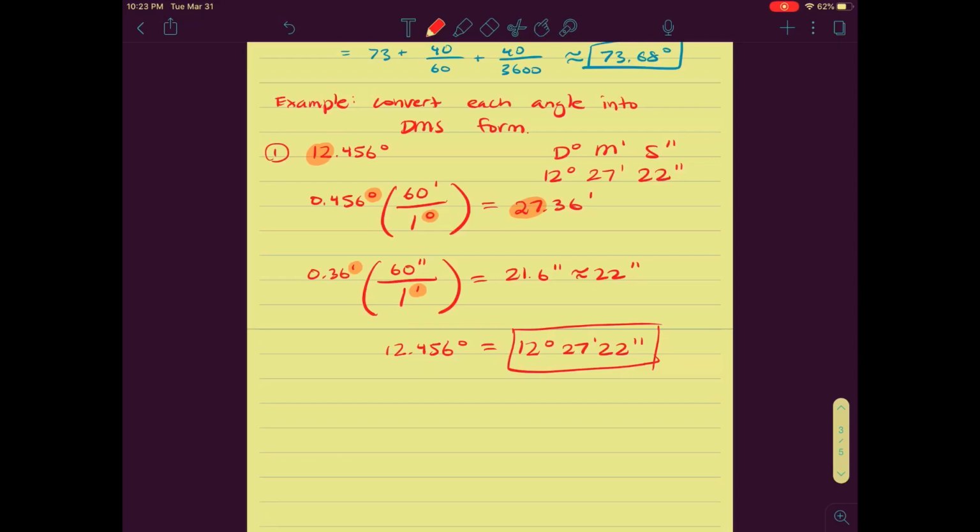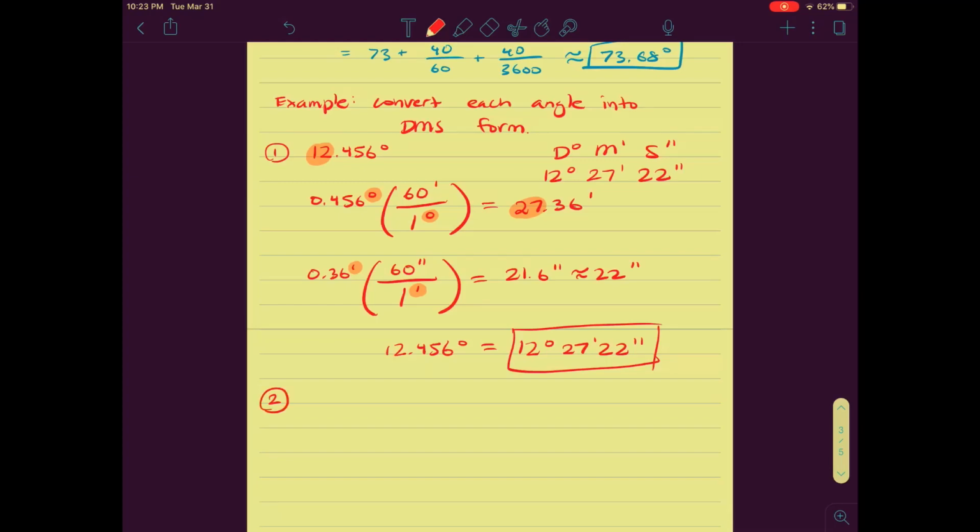So hopefully you see that this structure is a little bit different than the previous problem, where we first want to figure out the number of degrees. And then once we know the number of degrees, we're going to be looking at the decimal portion of it to figure out the number of minutes next. And then after we know the number of minutes, we're going to look at the decimal portion of that and then use that to figure out the number of seconds.